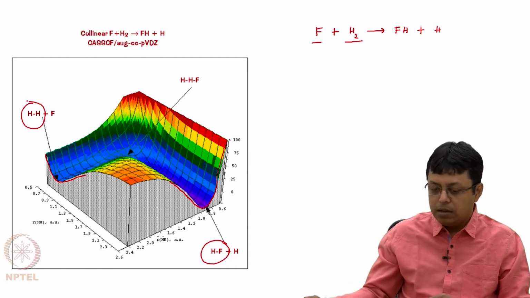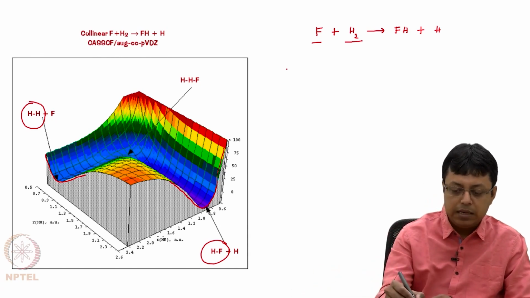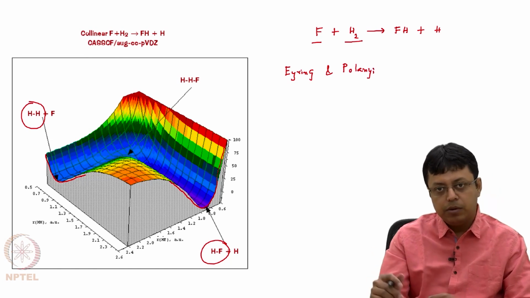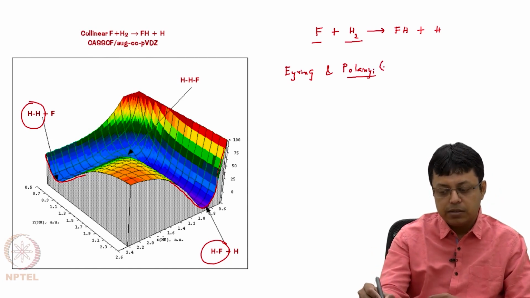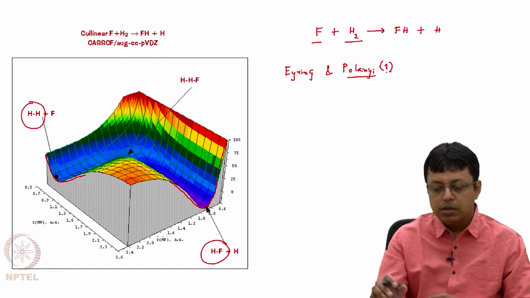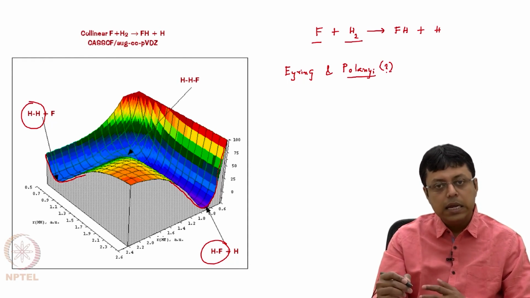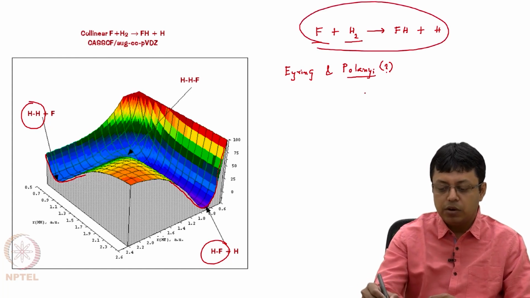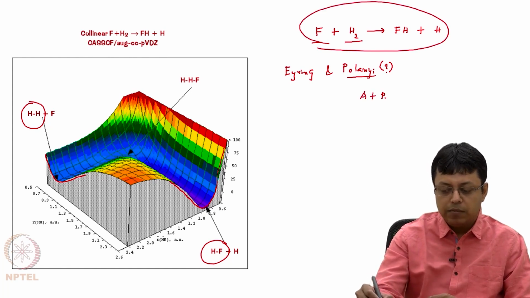Now the question Eyring and Polanyi were asking, after they had basically come up with the idea of the potential energy surface, was this: what is the path followed when this kind of reaction happens, or in general, when this kind of reaction happens?